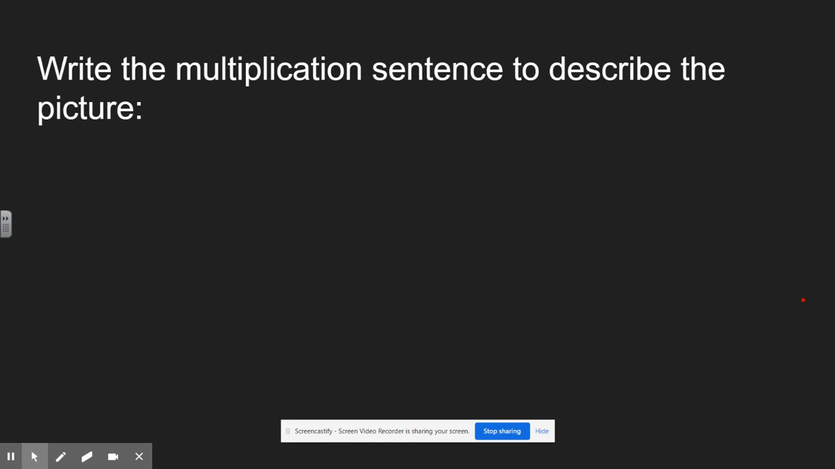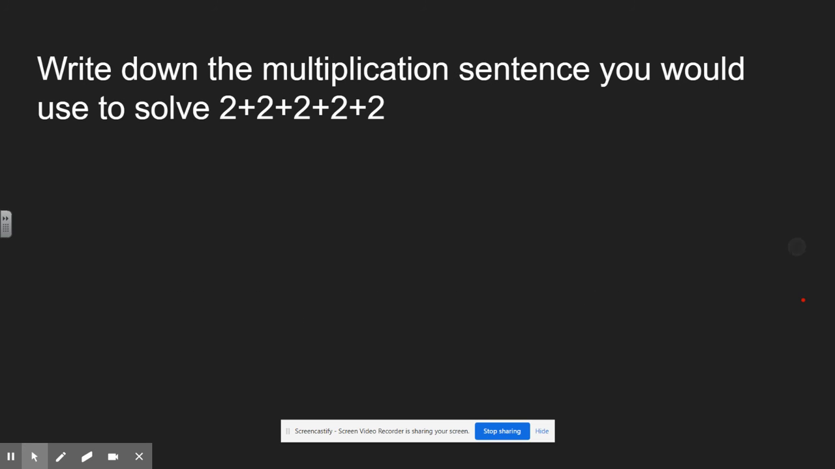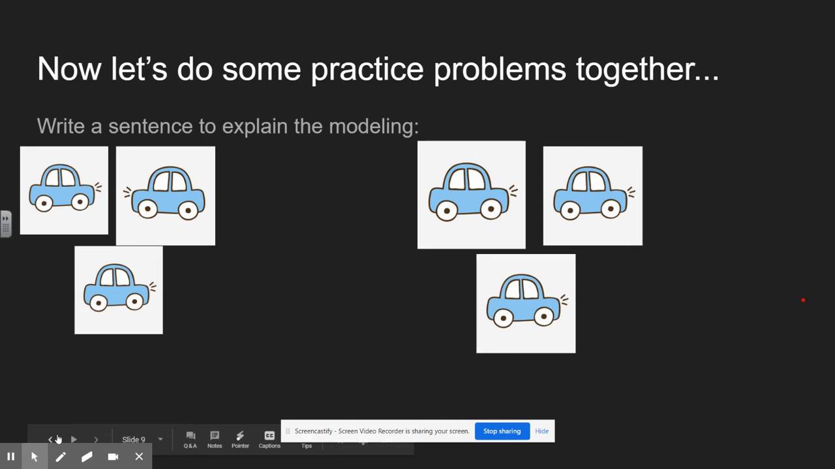Okay. So now we wanted to write a multiplication sentence to describe the picture. So let's look back at the picture really quick. I went a little too far. So let's think of all of the groups we have first. How many groups do we have? We have, let me get my pen.